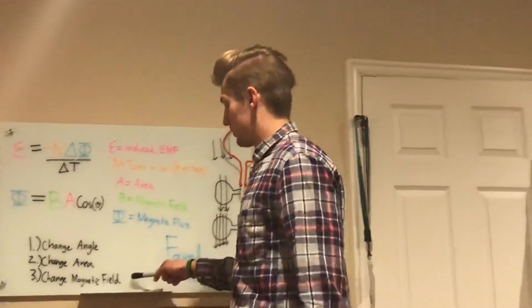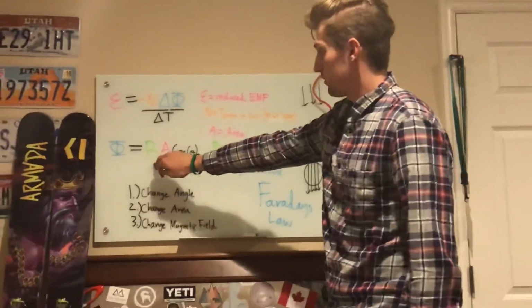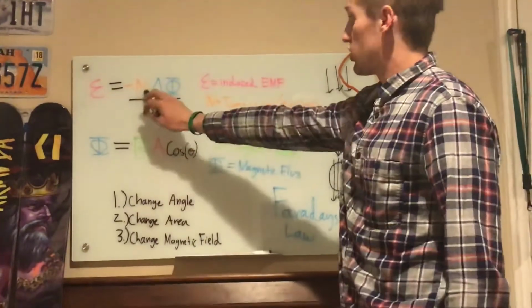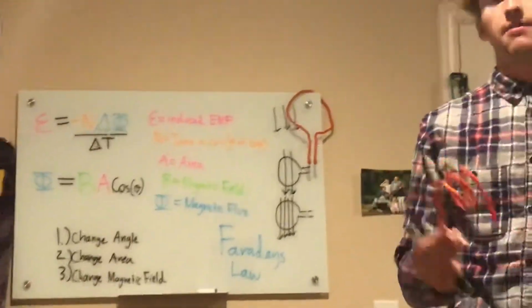Let's put that into perspective here. If we're changing B, this variable, that gives us a change in magnetic flux, therefore leading us to have an induced EMF in the wire.